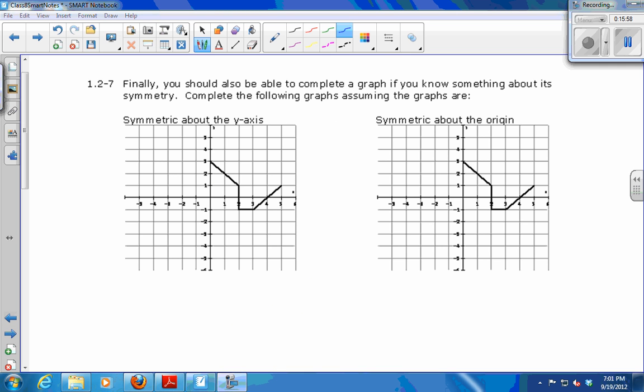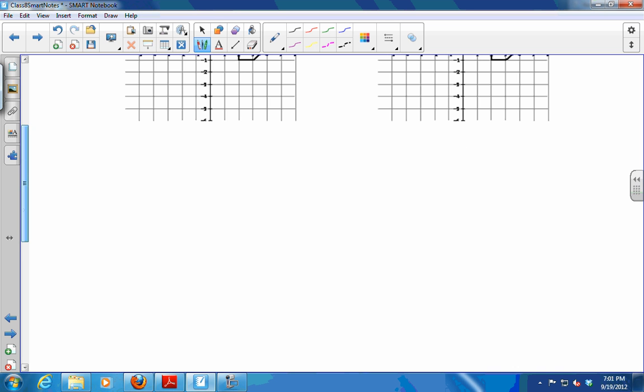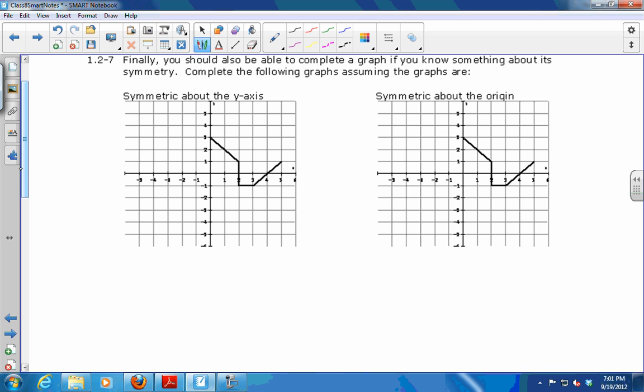Okay, last thing about symmetry is that you should be able to complete a graph if you know something about its symmetry. So for the example on the left, I have part of the graph drawn and I told you it's symmetric about the y-axis. So you can just treat the y-axis like a mirror to try to draw the rest of the graph.